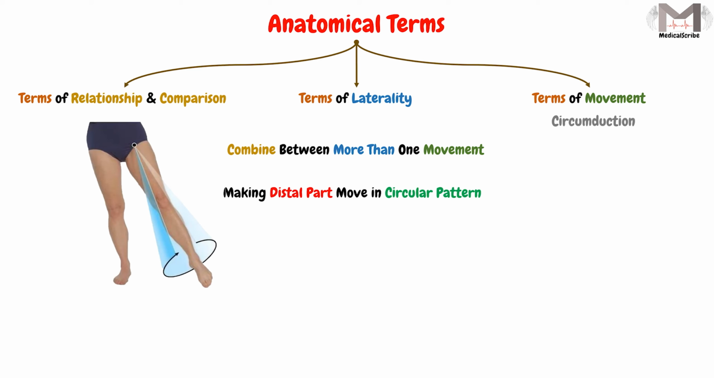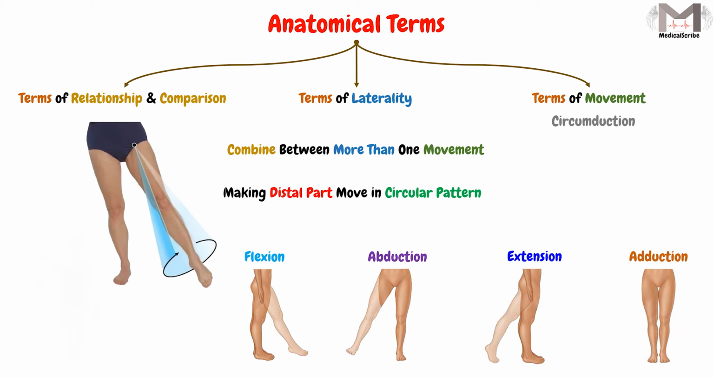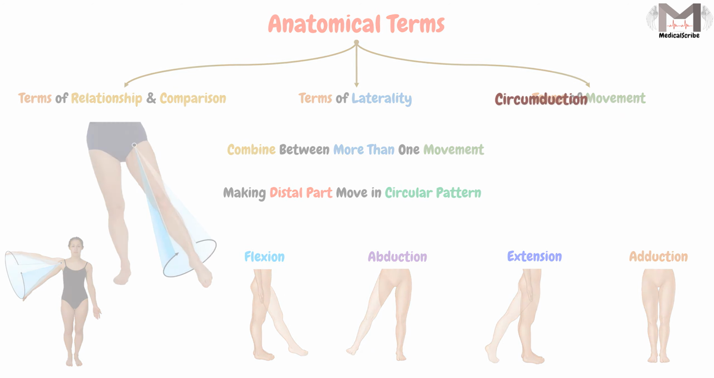So the circumduction will combine the flexion, the abduction, the extension, and the adduction, all together, in order to perform this movement. And this movement can take place in all the joints that can make these four movements, like we have the shoulder joint or the hip joint. So let's apply what we said on the hip joint.